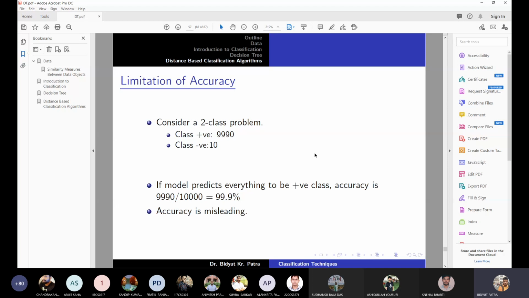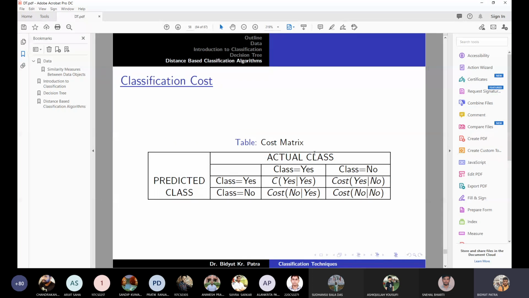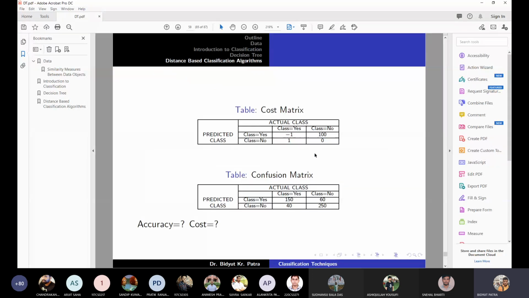Now accuracy is misleading. So sometimes what is done is we use different cost metrics. Cost matrix means if there is some misclassification, there should be some penalty. So that is something called the cost matrix. I think this can be explained with one example here.